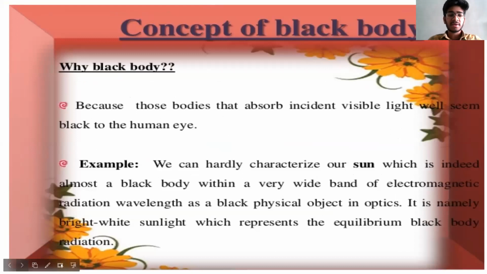Why do we need a black body? Because those bodies that absorb instant visual light will seem black to the human eye. For example, we can hardly characterize our sun, which is indeed almost a black body with a very wide band of electromagnetic radiation wavelengths, as a physical absorber of energies. Namely, bright white sunlight represents the equilibrium black body radiation.